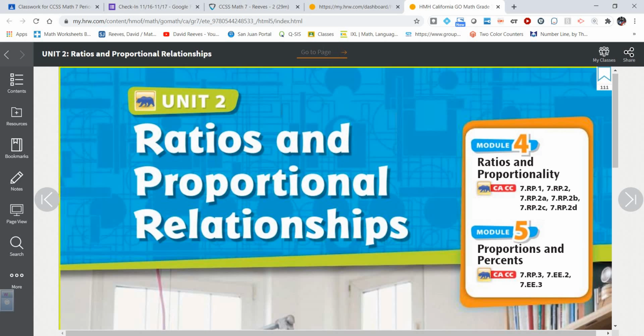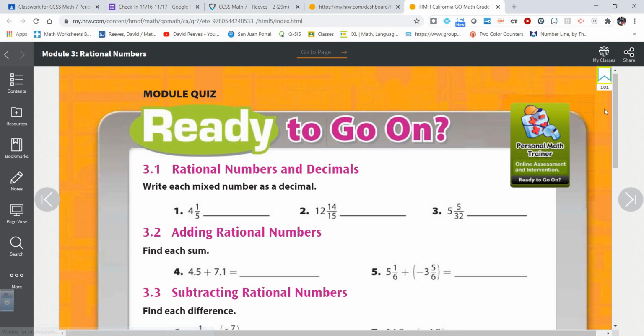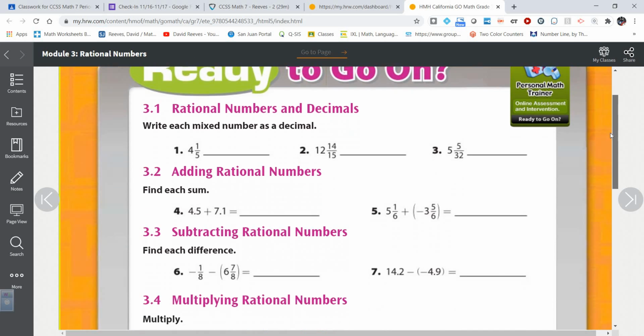Whoops, I typed in the wrong page number. Let's try this again. 1, 1, come on. 1, 1, 1. I was trying to make it faster. All right, how about 101? Maybe that's better. I typed in the wrong number.